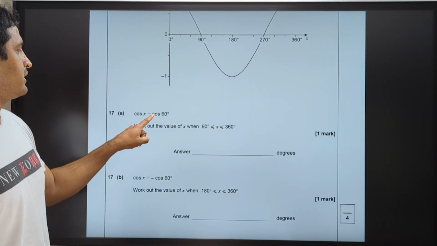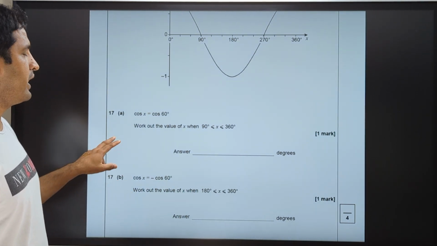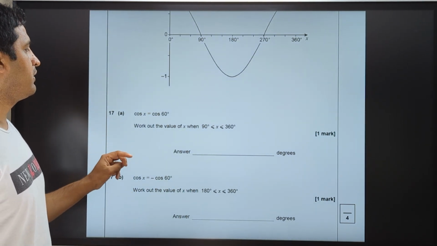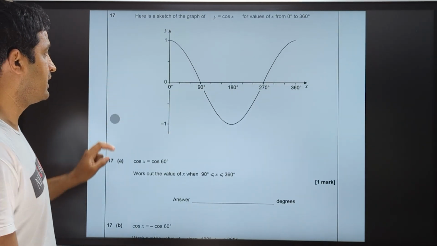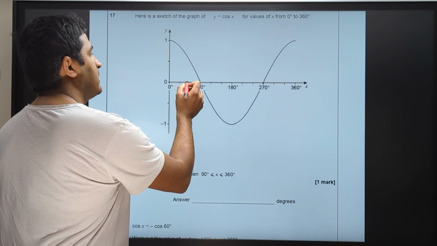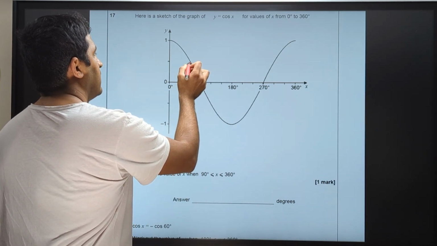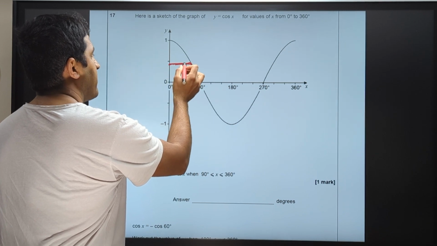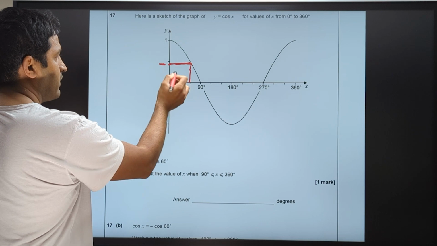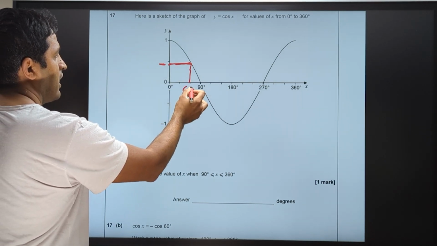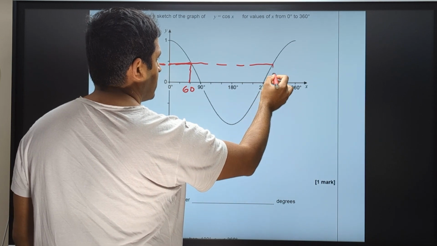So saying cos x is equal to cos 60, that means x is equal to 60. Okay, not necessarily. Work out the values of x from 90 to 360. Okay, so where is the 60 degree angle? So cos 60 is here. That's 30, 60. Okay, and that's the answer there. So that's not the only answer if I look at it. That's not the same as cos 60 here. We can get the same answer from a different one, which is there.